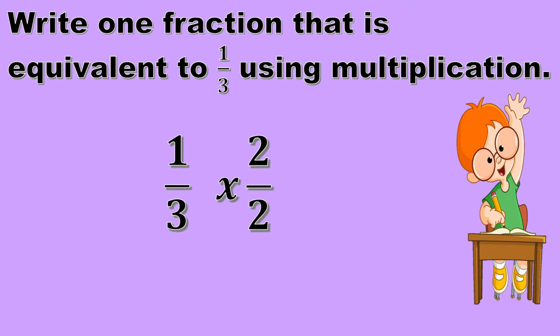1/3 times 2 over 2. Rule of multiplication of fractions: multiply the numerators and then multiply the denominators. Let's multiply. 1 times 2 equals 2. Next, 3 times 2 equals 6. Therefore, the equivalent fraction of 1/3 using 2 is 2/6.